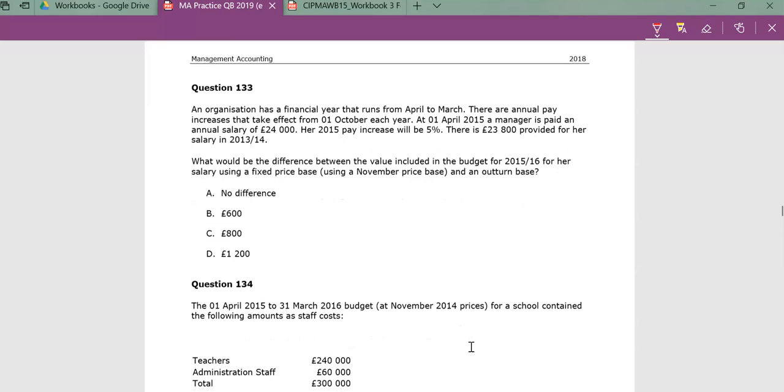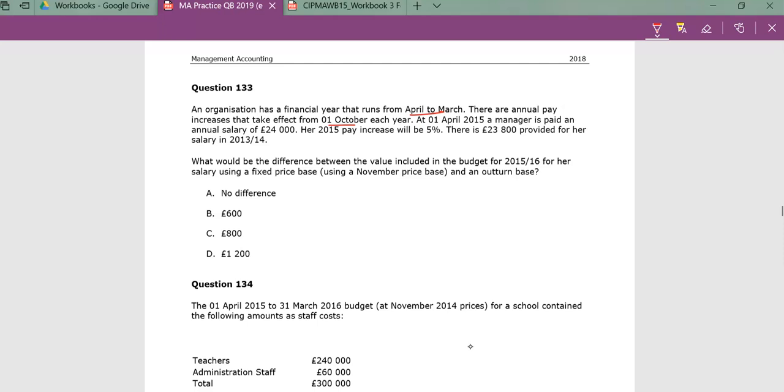So it says, no, 133 is not that. 133 is a new question. So it says here that this company has a financial year that runs from April to March. Annual pay increases take effect from the 1st of October. So like I said, we're using the fixed price method.